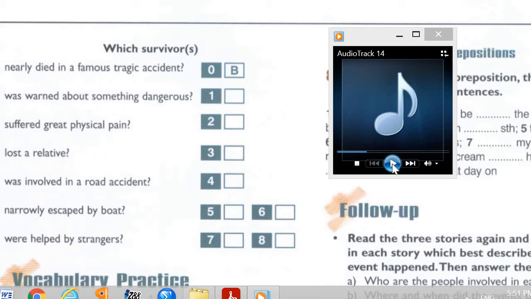And lost a relative, no, A. And was involved in a road accident. Again, you have to write A for number 4 as well. How about narrowly escaped by boat? No. And then, okay, were helped by strangers. Probably again, yeah, okay. Listen again and continue the rest of this. So we are going to focus on understanding the vocabulary, and I'll let you work out the questions that we just finished.